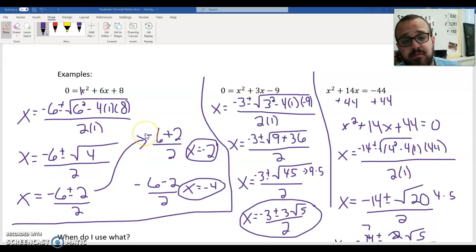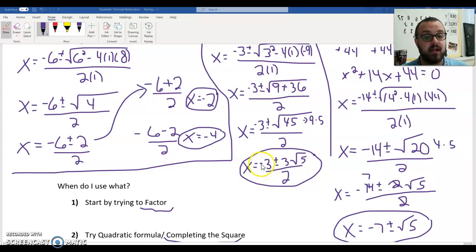All right, me back looking at this problem here. I put in 1 for A, 3 in for B, and -9 in for C. Make sure you put in -9. That's going to really change this problem. So we're going to get 9 plus 36 underneath that square root, which equals 45. I recognize that 45 is 9 times 5. 9 is a perfect square, so I can pull that out. So I'm going to get -3 plus or minus 3 root 5 over 2.